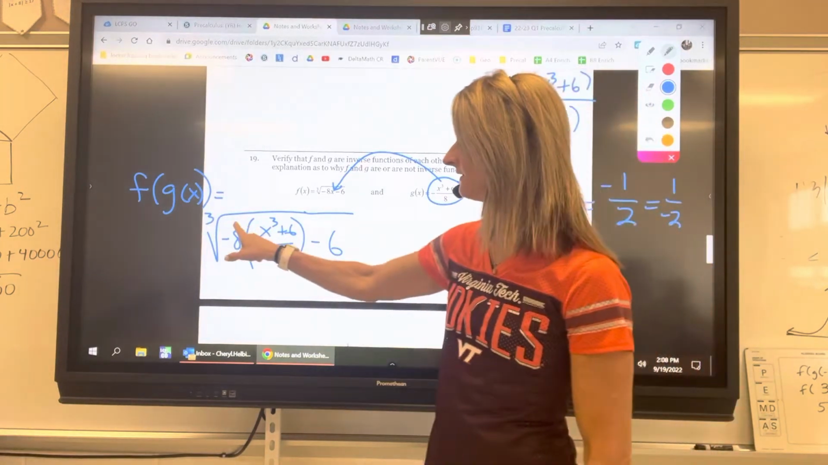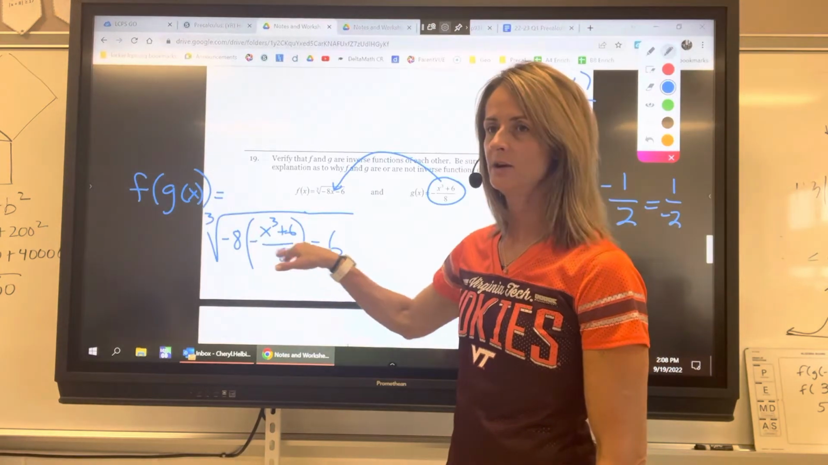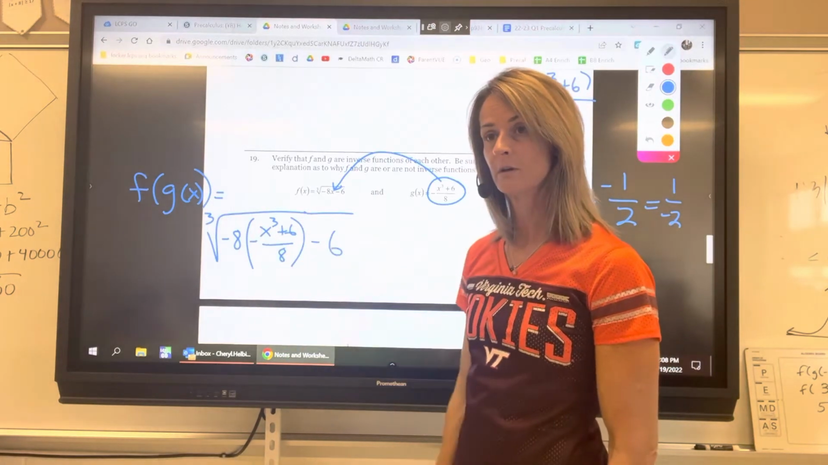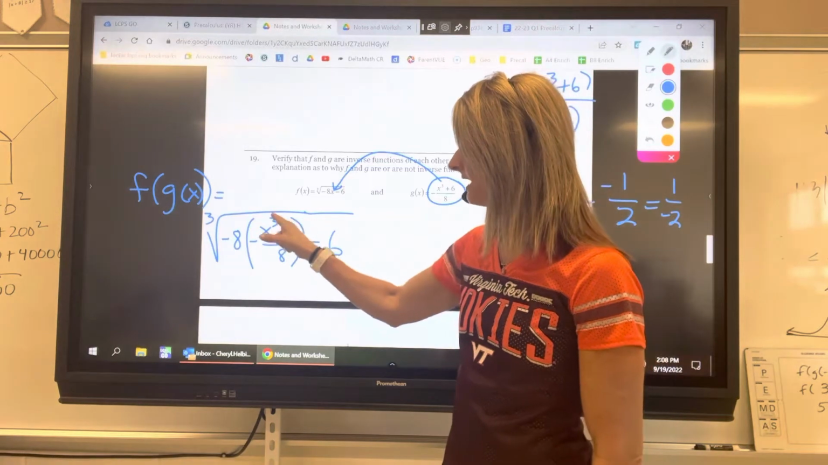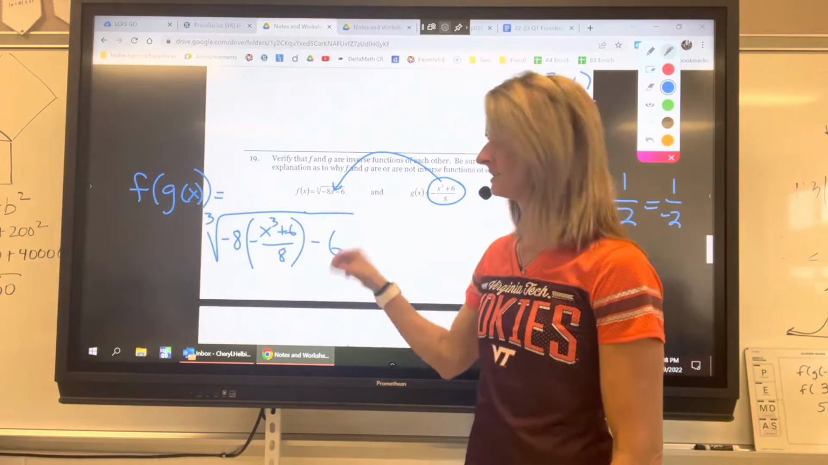So we have a negative 8 in the numerator, and we also have another negative inside here and another 8. Those are going to cancel. We're going to be left with x cubed plus 6, and then a minus 6.